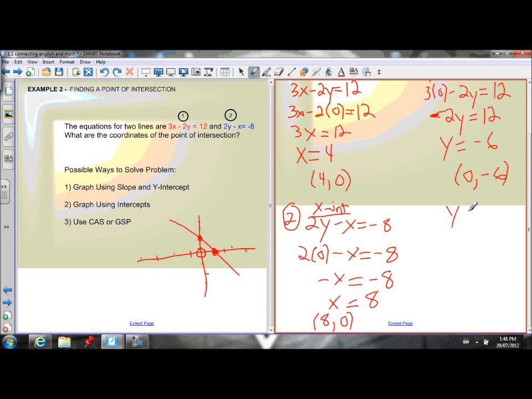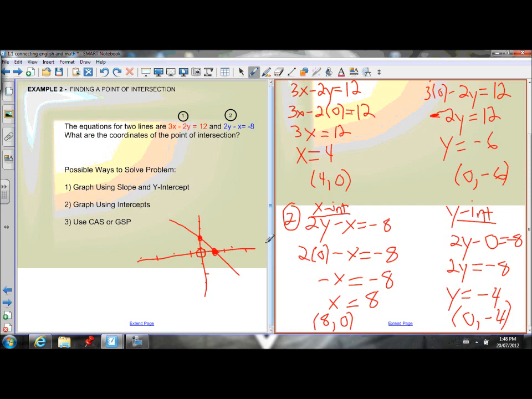Now let's find the y-intercept. To find the y-intercept, you just set x equal to 0. So 2y minus 0 equals negative 8. 2y minus 0 is just 2y. 2 times y equals negative 8. To get y by itself, divide the 2 to the other side, because division is the opposite of multiplication. Negative 8 divided by 2 is negative 4. So my y-intercept crosses the y-axis at (0, negative 4).